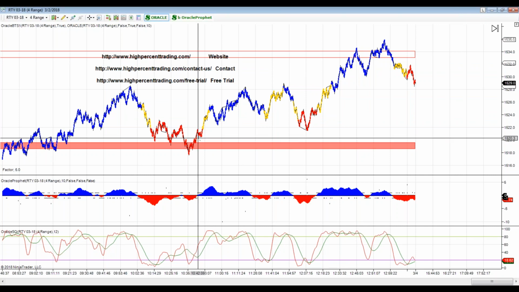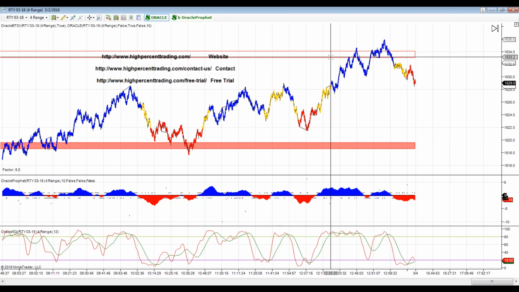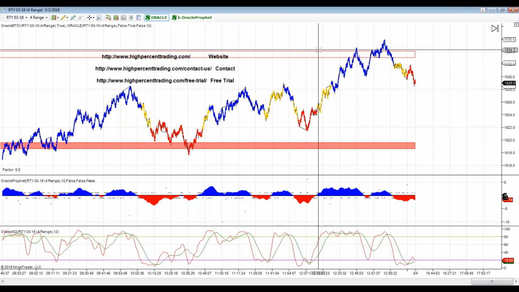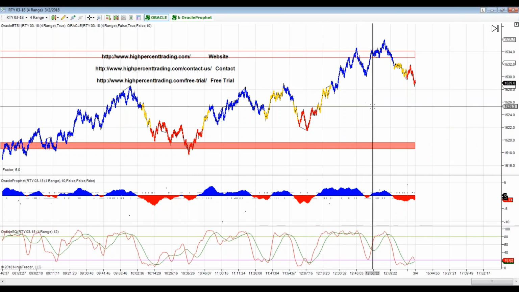If somebody was fortunate enough to take this trade down here at around the 15, 20, 30, or 50 area, we moved all the way up to the 33.20 area. That's roughly about 13 handles. That's 130 ticks. That's a really nice trade. So there you have the ability to trade manually.